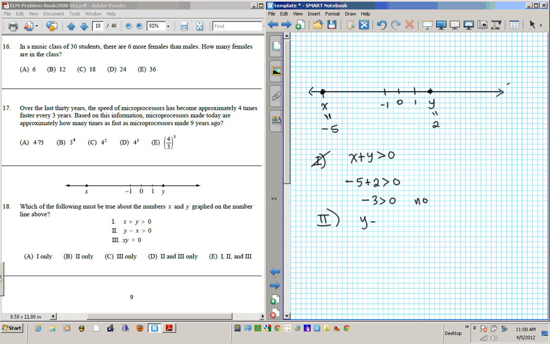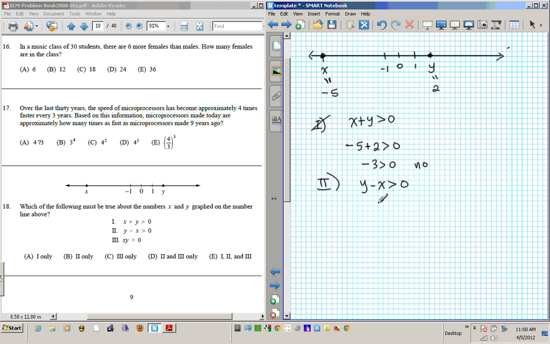Okay, is y minus x greater than 0? Is 2 minus, remember x is -5, so be careful. 2 minus -5, is it bigger than 0? If you have a minus and a minus being multiplied or divided, it becomes a plus, right? So you have 2 plus 5. Is 2 plus 5 bigger than 0? Is 7 bigger than 0? Absolutely is. Yes. So statement 2 is true.